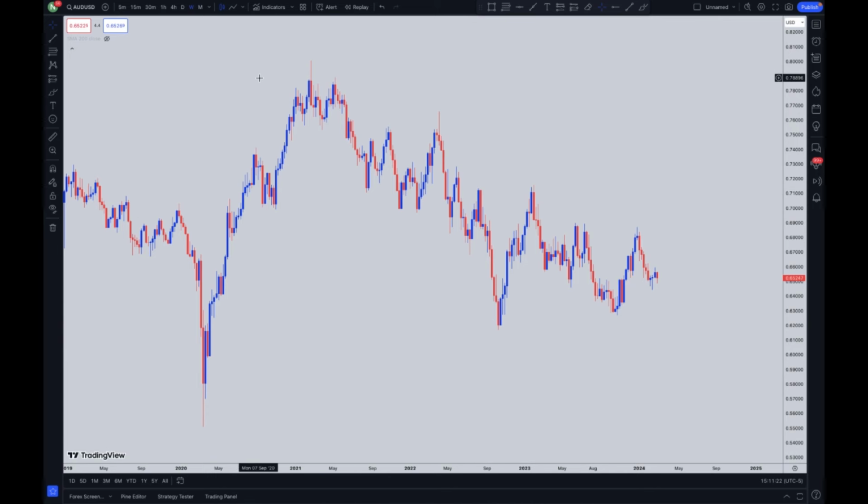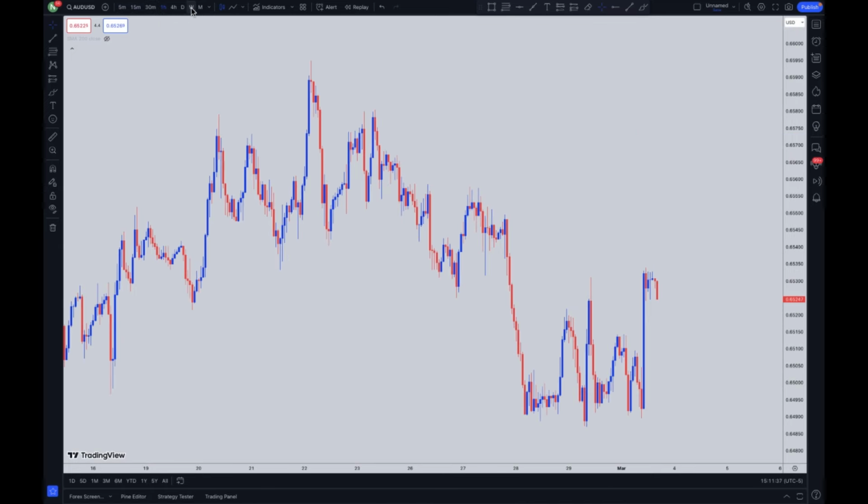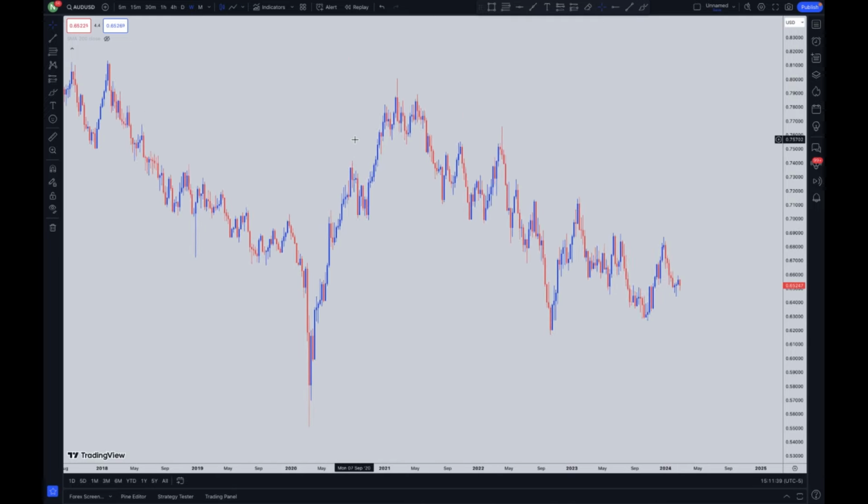We're on AUD USD currently, and we're on the weekly time frame. You can draw your trend lines on any time frame. Any time frame trend lines can be drawn. You can draw them on a 15, the 5, the hour, day, week, month, whatever you want to draw it on, because they'll work.